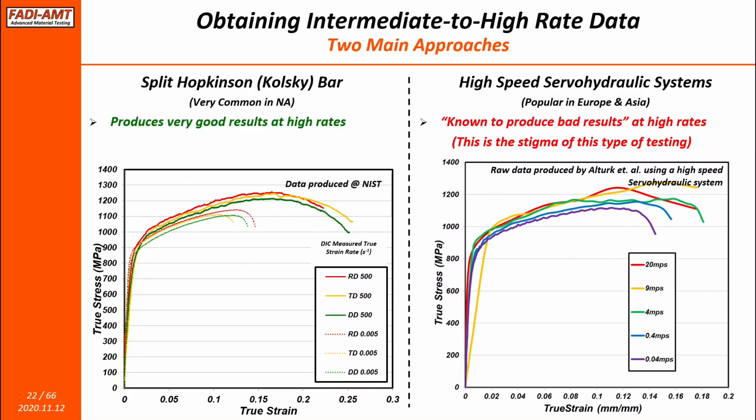Then, even when you optimize and refine and see some good work on high-speed servo-hydraulic systems, you tend to see decent curves at low speeds, but then as you push the speed higher, the deterioration of the quality is very fast. And I'm showing again some of our previous results where you can see that when we go above 1 meter per second, the quality of the curves gets really bad.